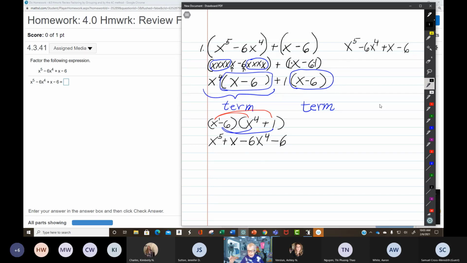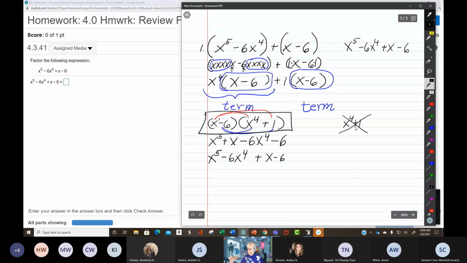Well, they're not arranged the same way, but when I put them in descending order, I'll have x to the 5th minus 6x to the 4th plus x minus 6. So that means that this is the correct factorization. Don't be fooled. You could factor x to the 4th minus 1. We haven't gotten to it yet. But you cannot factor x to the 4th plus 1. That's why I didn't do it.